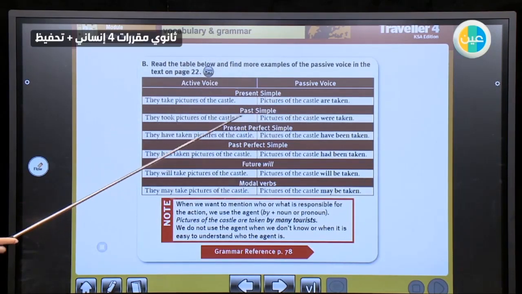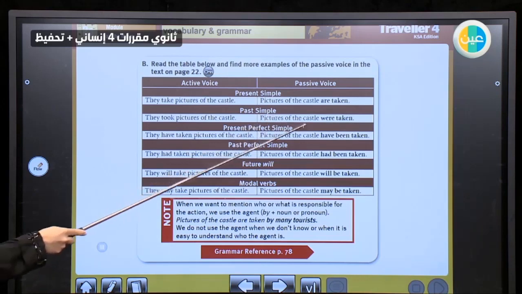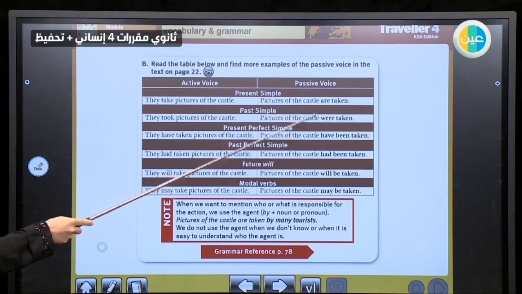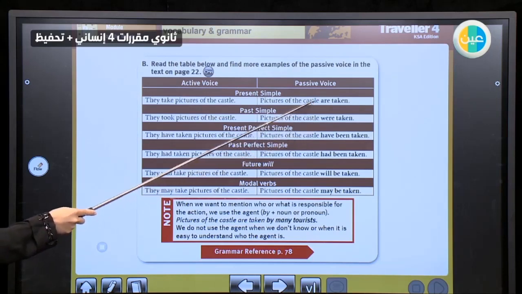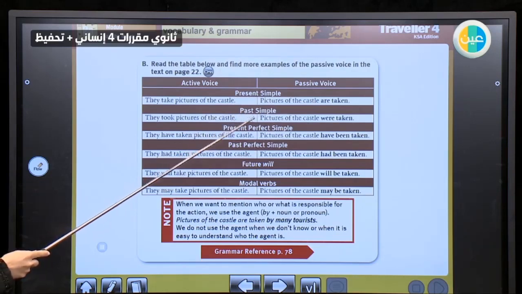What about past simple? They took pictures of the castle. This is active voice. We know here the subject. We want to change it to passive voice. Pictures of the castle were taken. Why here are and why here were? Because this is in the present simple and here it is in the past simple.